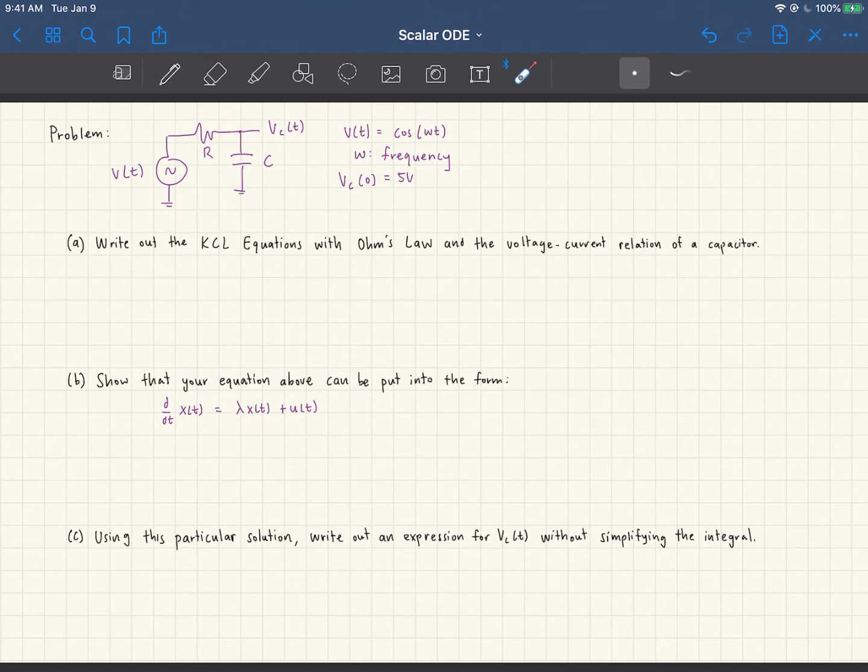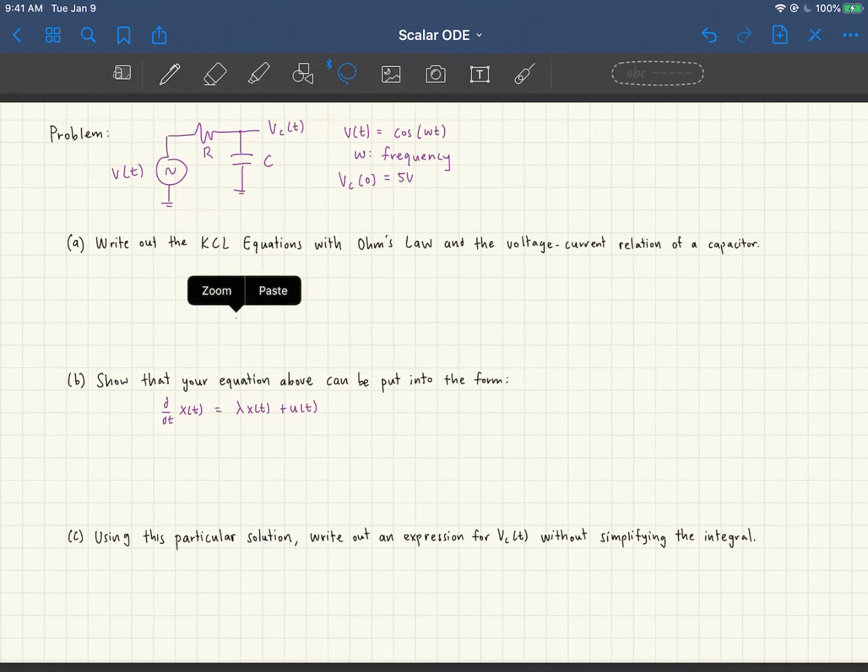The last question we're going to be looking at today is from a circuits review worksheet. So we're given an RC circuit with a sinusoidal voltage source cosine of omega t, and we're interested in finding the voltage across the capacitor Vc of t. And we're given the initial condition Vc of 0 is equal to 5 volts. So the first part says to write out the KCL equations with Ohm's law and the voltage-current relationship of a capacitor.